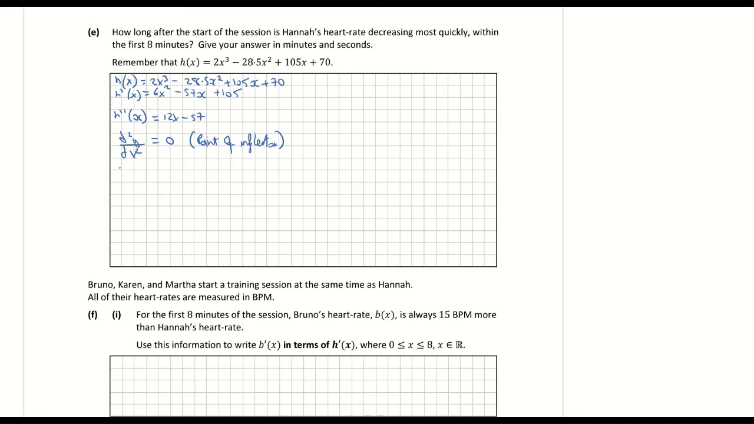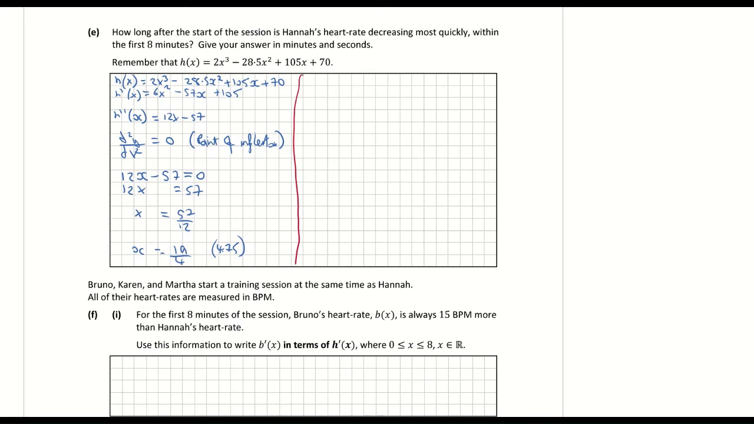So letting my second derivative, 12x minus 57, equal 0. Adding 57 to both sides, 12x is equal to 57, x is equal to 57 over 12, which is x equals 19 over 4. Now, if you want to work in decimals, that's 4 3/4, 4.75.